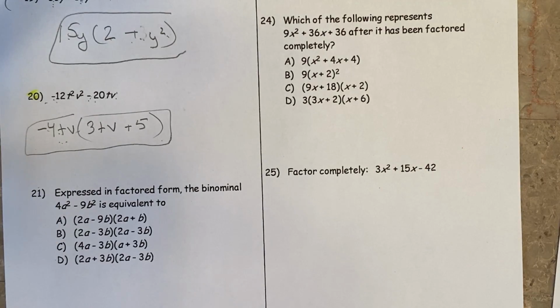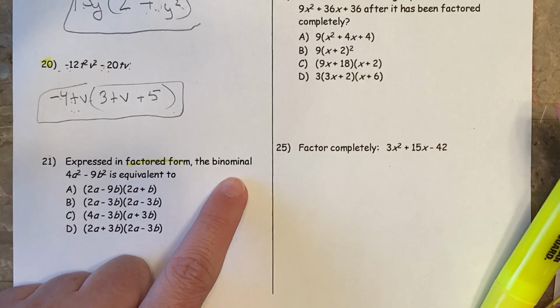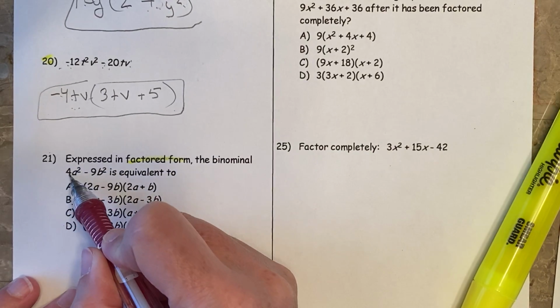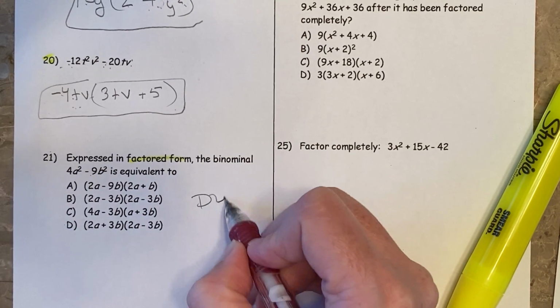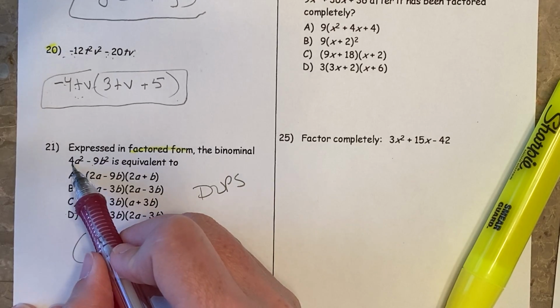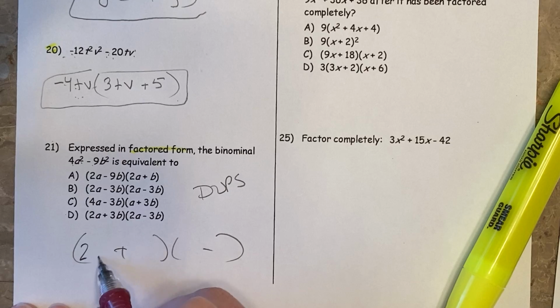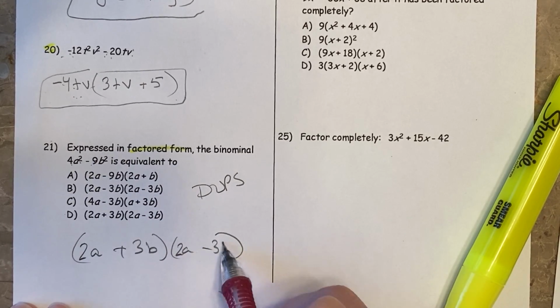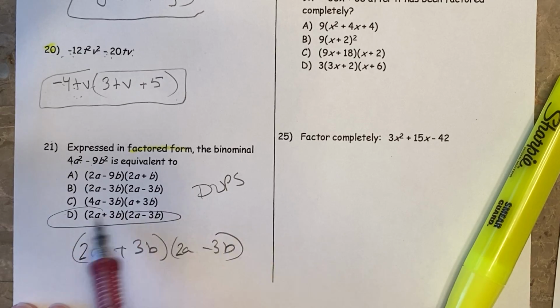21, factored form. Okay, so again, you see a binomial, so it's definitely not trinomial factoring. No common terms. You see that you'll have all perfect squares, so you know this is going to be your DOPS. You know you're going to make conjugates. Square root of 4, square root of a squared, that goes here and here. Square root of 9, square root of b squared, and that goes here. And as simple as that.